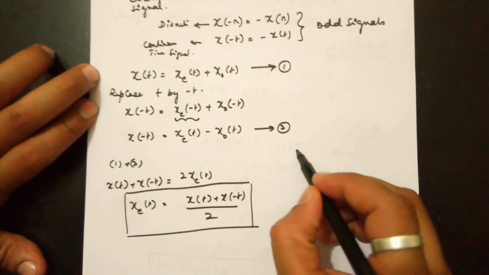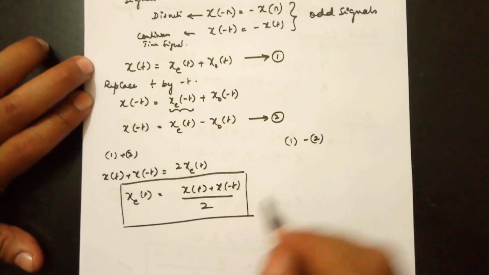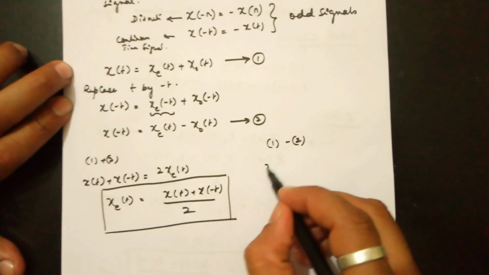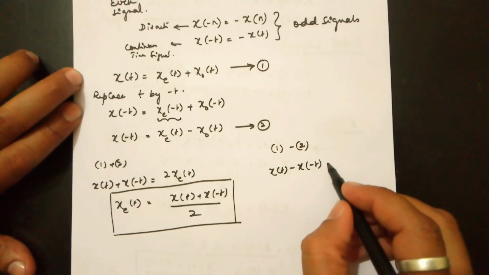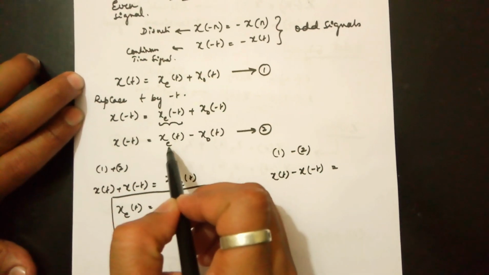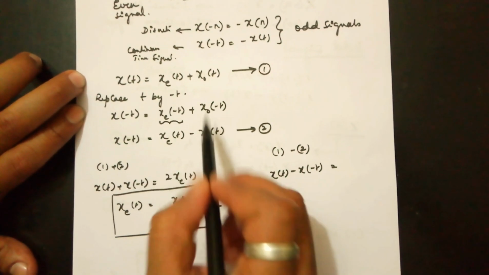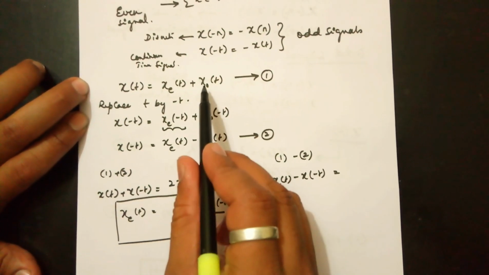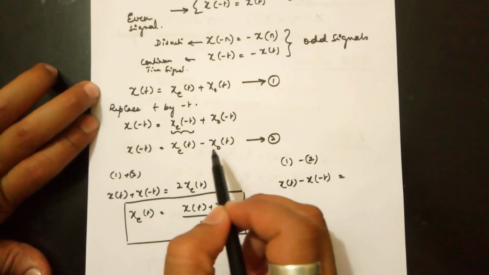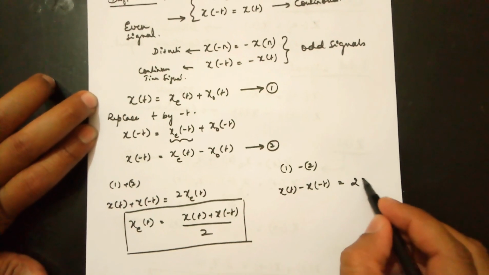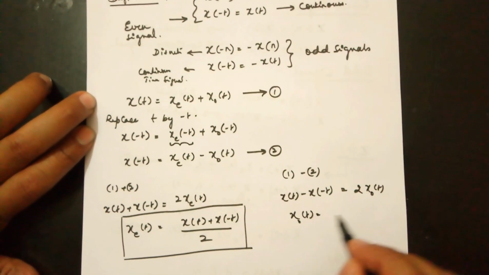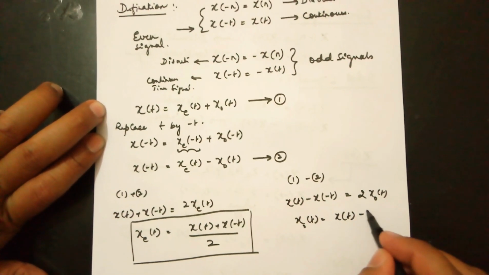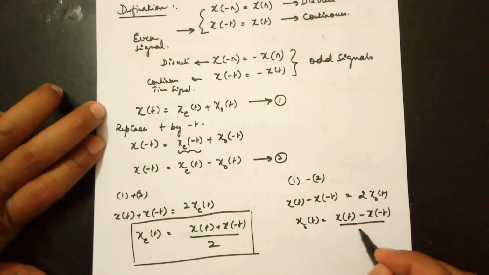Now if I subtract 2 from 1, I would be getting x of t minus x of minus t on the left hand side, which is equal to, this even part of the signal gets cancelled, so the odd part of the signal xo of t plus xo of t, it will add up, so you get 2 xo of t. So finally you get an expression for the odd component of the signal, that is x of t minus x of minus t divided by 2.